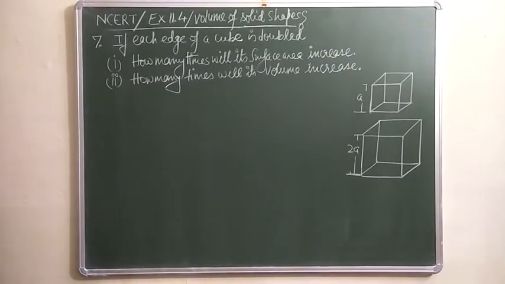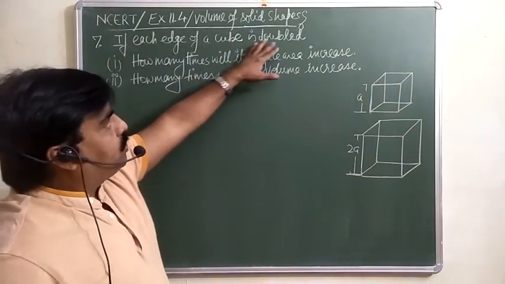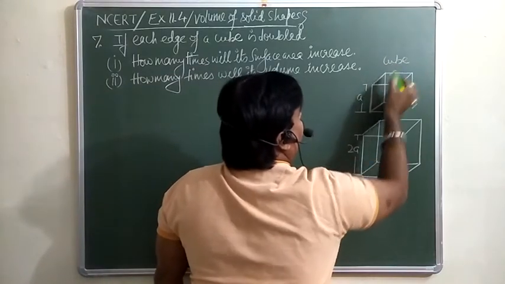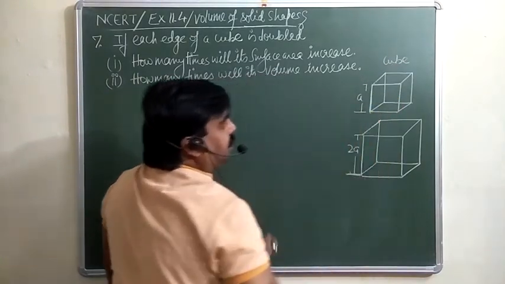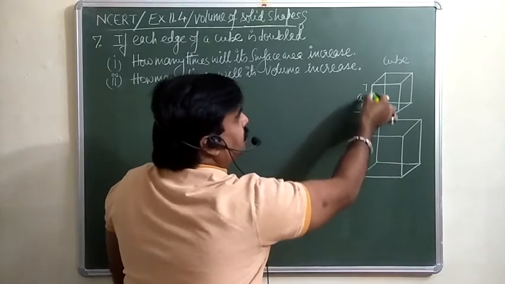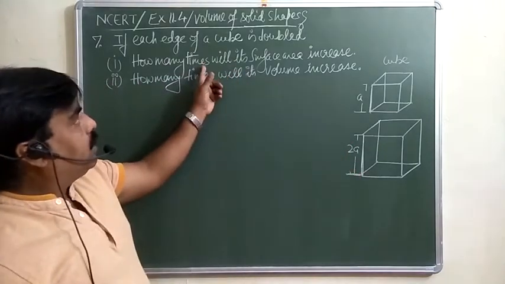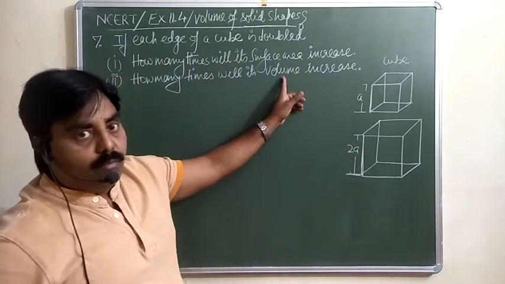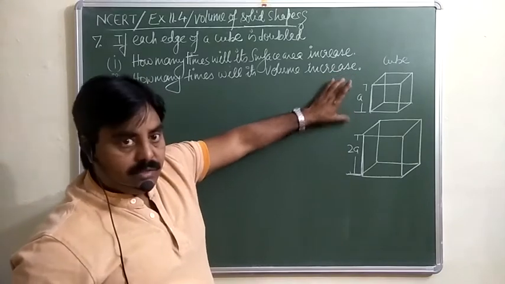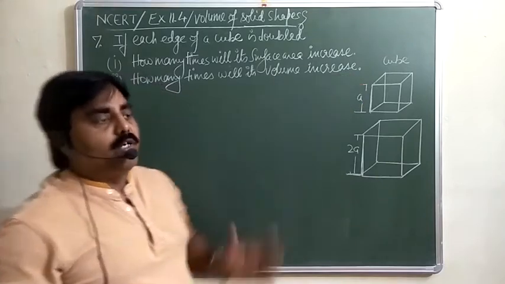Yes, now this is a question. The question is, if each edge of a cube is doubled, let us suppose this is your cube, and the edge of this cube is a centimeter. If the edge is doubled, what changes will come in the surface area and the volume? That is what we want to find out.